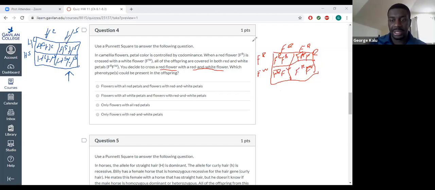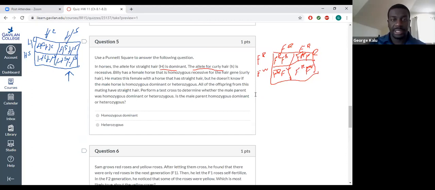So Yetzi says A, flowers with all red petals and flowers with red and white petals, and that is absolutely correct. We're going to see 2 of our 4 boxes having completely red petals, and then 2 out of our 4 boxes having a combination of red and white petals. Perfect. So that would be our answer there.